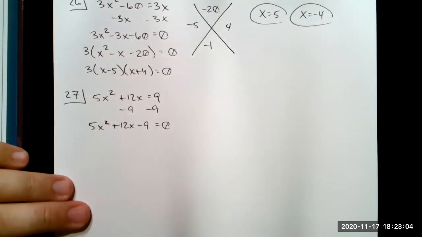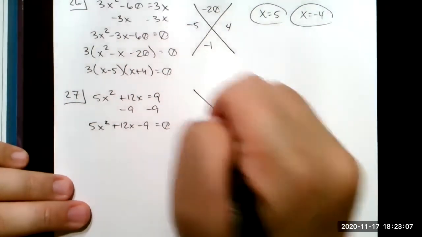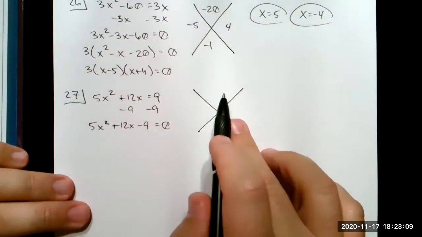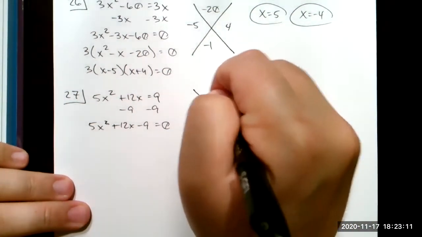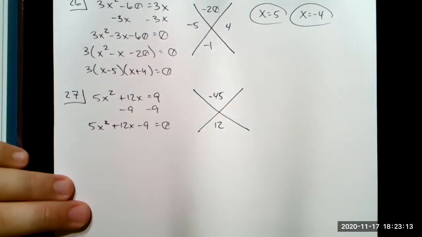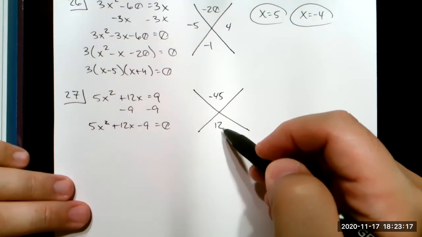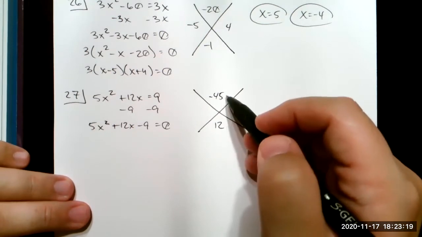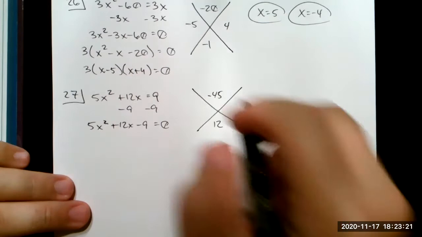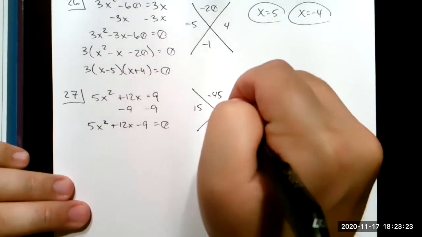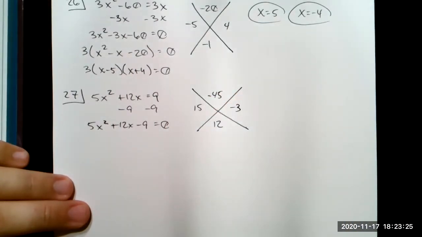It's in standard form. There is no GCF, so I'll jump right over to the cross method. A times C at the top, B down below. What multiplies to negative 45 and adds to 12? 9 and 5, 15 and 3. So I think it's going to be positive 15 and negative 3.